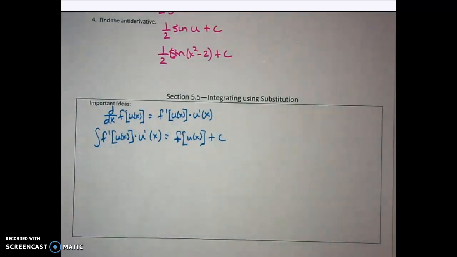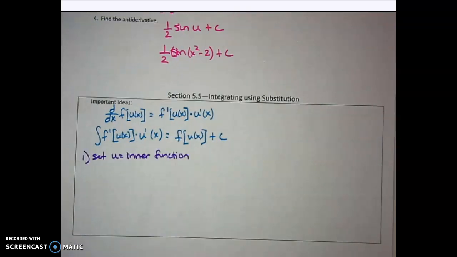And so there's kind of 6 steps in terms of using the u substitution. The first step is to set u equal to that inner function. And then you're going to find the derivative of the inside function.